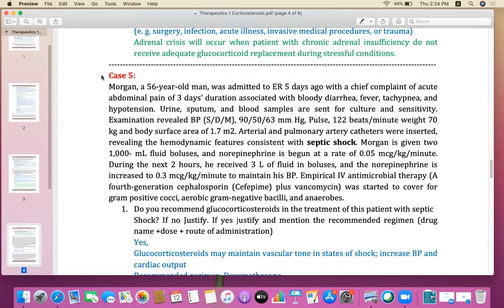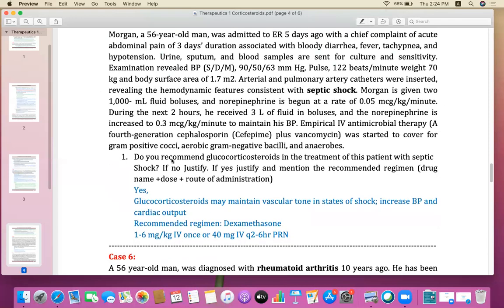So here I will not read the case because it will take too much time. Just remember the bold one, septic shock. Now what is the question? Do you recommend glucocorticoids in the treatment of this patient with septic shock? If no, justify. If yes, justify and mention the recommended regimen, including drug name, dose, and route of administration.